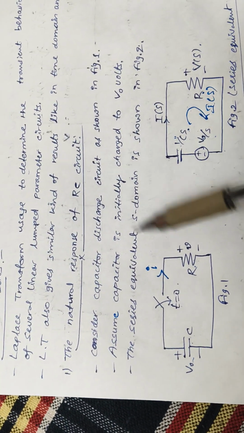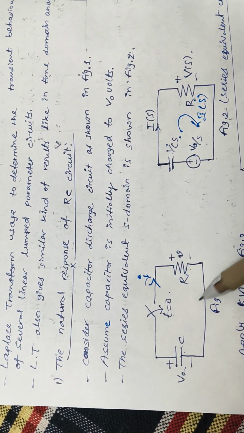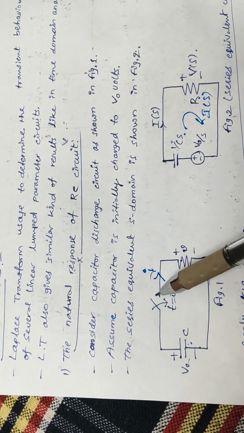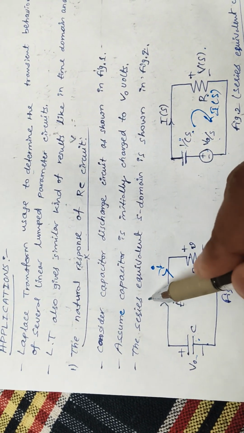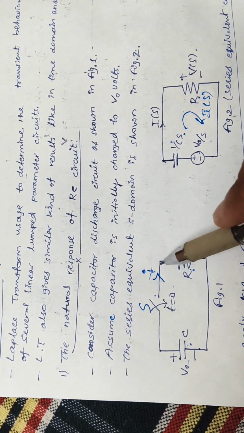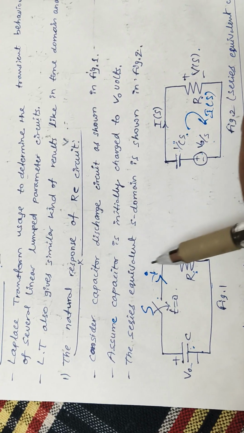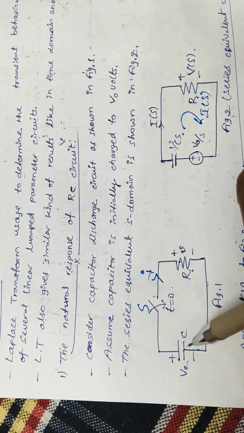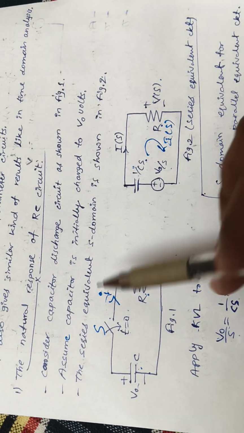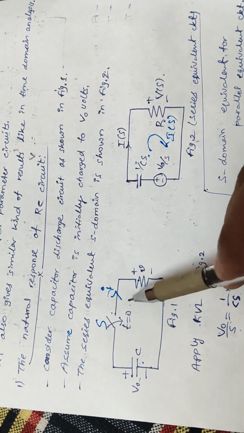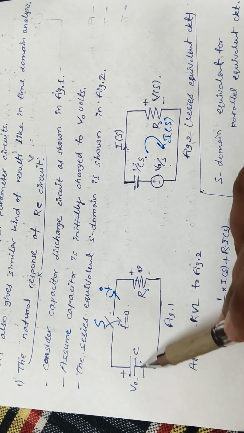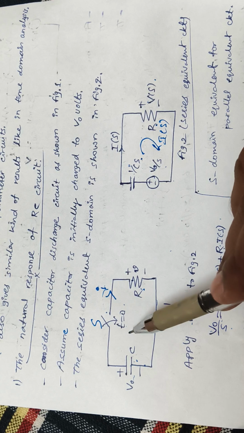First, if you see this circuit diagram, it's the natural response of an RC circuit. R and C are connected through a switch S, and the switch S is closed at t equal to 0. The corresponding current flowing through this loop is small i. Assume initially the capacitor is charged with voltage V naught. What is the first step? The first step is to convert this time domain circuit to the S domain circuit. I'll go with the series representation of the capacitance first, then later the parallel representation.